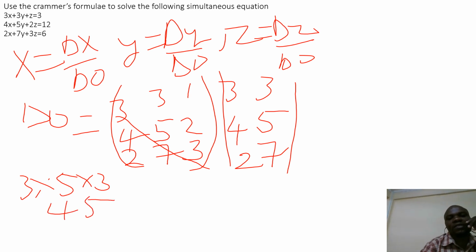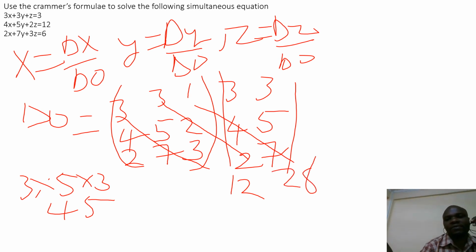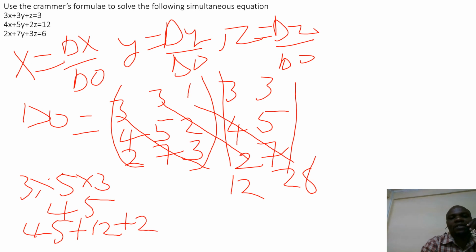And then we also consider this other diagonal here, where we shall have 3 multiplied by 2 multiplied by 2, which gives us 12. And then we also have the other one, which is 1 multiplied by 4 multiplied by 7, which gives us 28. And then I consider the other diagonals here. So in this case, I'll have 45 added to 12, then plus 28.